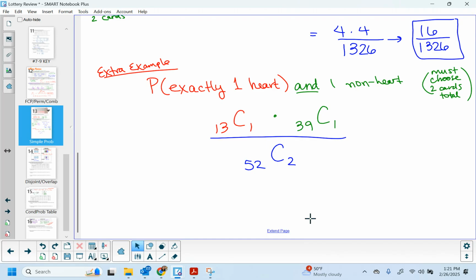You want to make sure that you have your whole hand of cards, which in this case is 2 cards, accounted for.